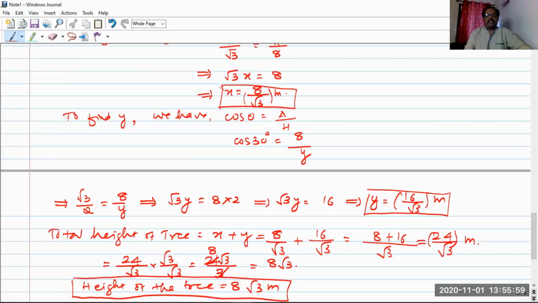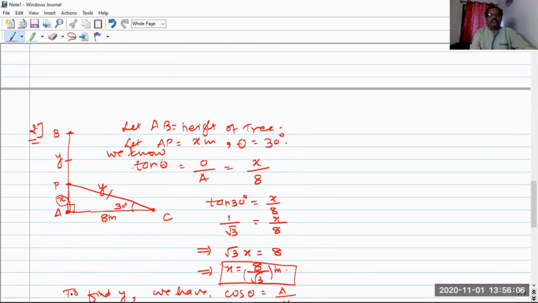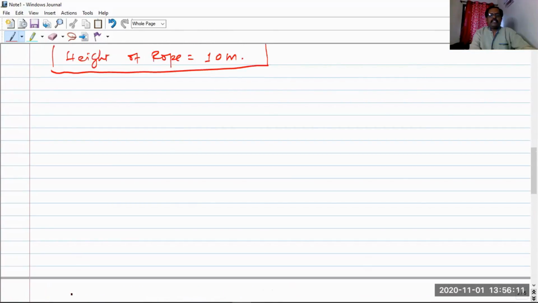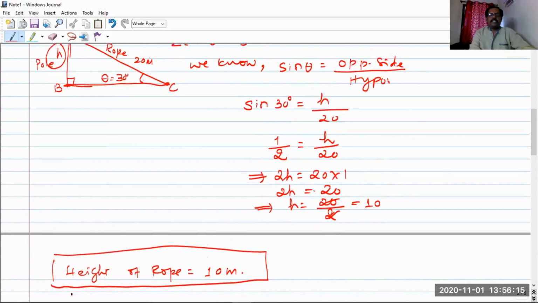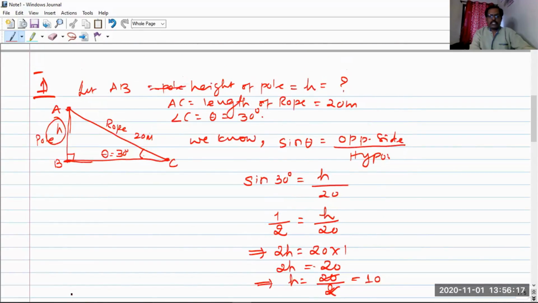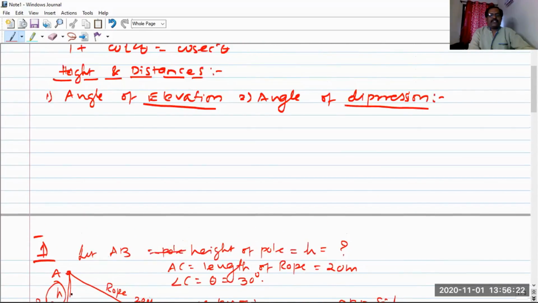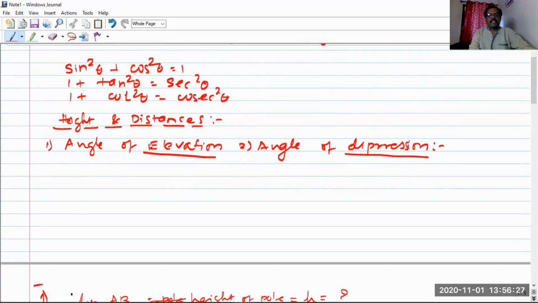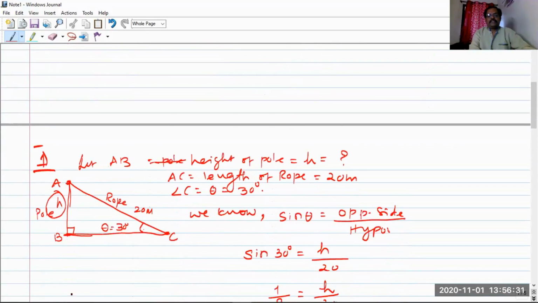So today we'll stop here only. I hope both of these sums you understood. You can practice this example again and again so that you are able to solve this example in the exam, right? These two examples are some of the important examples from the applications of trigonometry, right? So students, hope everyone understood this. Practice them again and again.